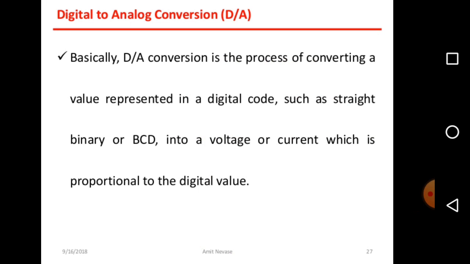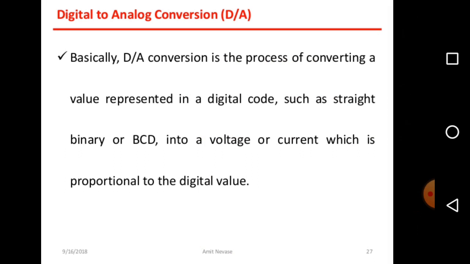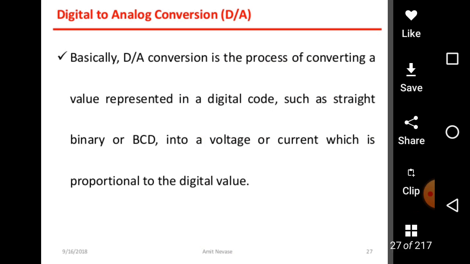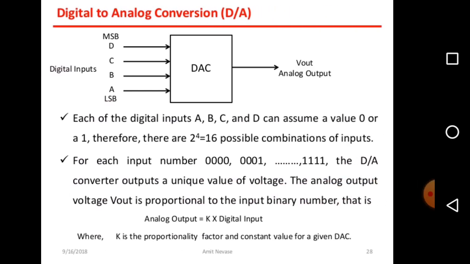Basically, D to A conversion is the process of converting a value represented in a digital code such as straight binary or BCD into a voltage or current which is proportional to the digital value. You can see in the slide how digital to analog conversion is done.